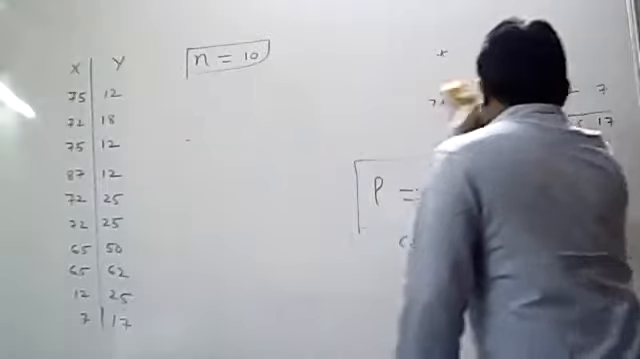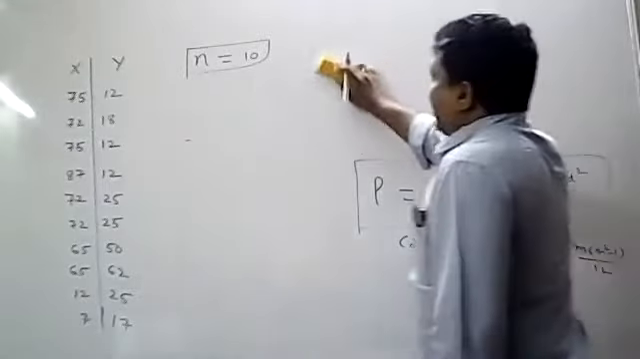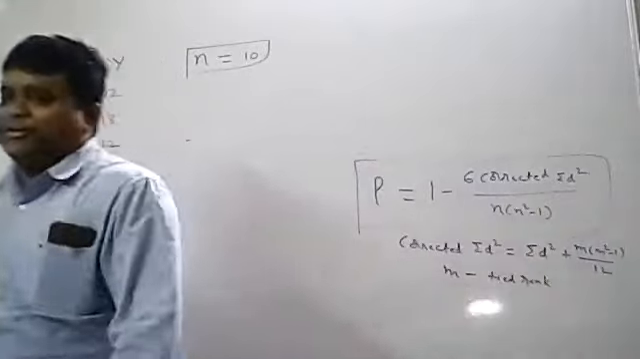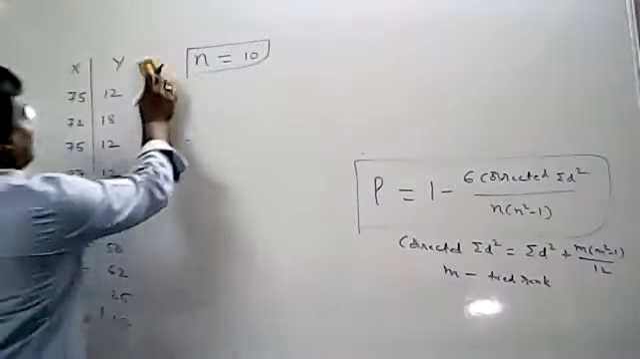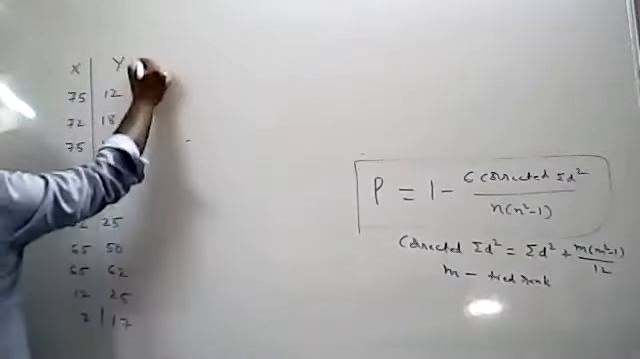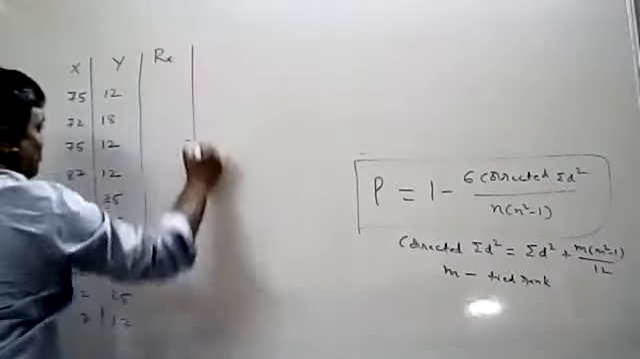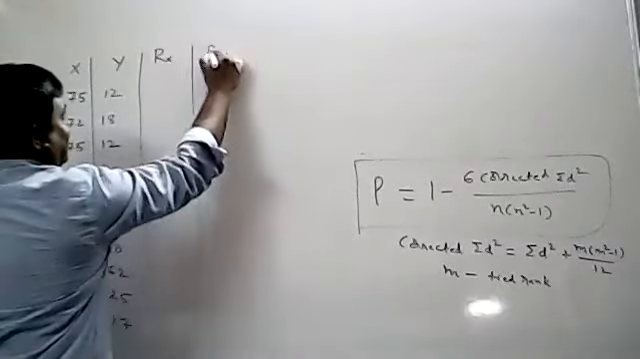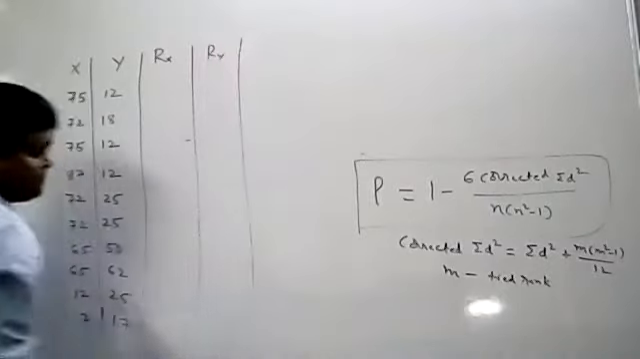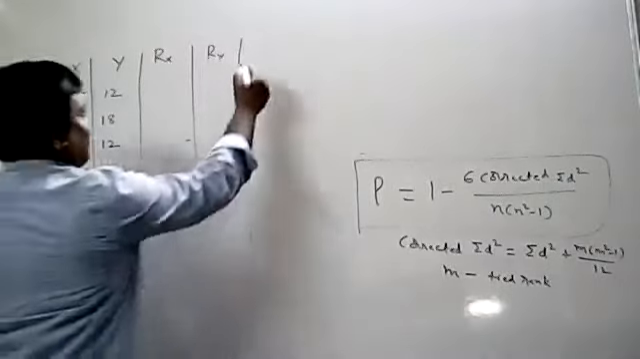If I know the x values and y values, first you have to calculate D. For calculation of D, you require Rx and Ry, the ranks of X and the ranks of Y. So the next column required is Rx, ranks of X. The next column required is ranks of Y. If I know the ranks of X and ranks of Y, I can calculate D.